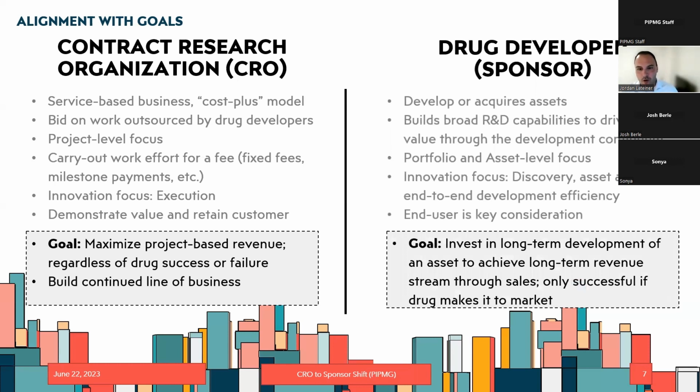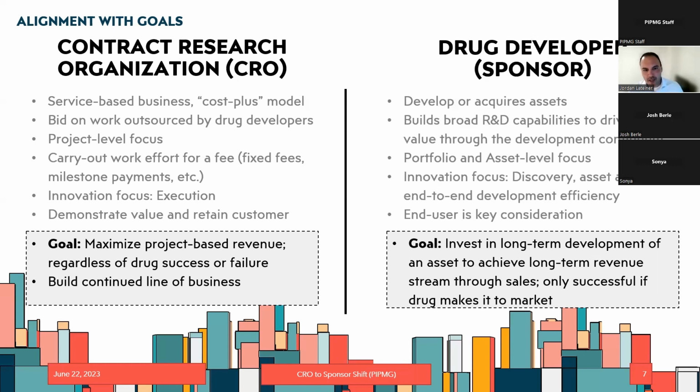Here we look at how that's different from a drug developer, or what we'll call a sponsor, who has been created to develop and or acquire assets to move further afield in development. So a drug developer is often building far broader R&D capabilities. You saw that sheet before with all the things that are happening before and after clinical trials, and we'll show you some more of that in a few minutes. The focus of a drug developer is often at the portfolio and the asset level. So while individual projects are important, they're ultimately laddering up towards a broader deliverable.